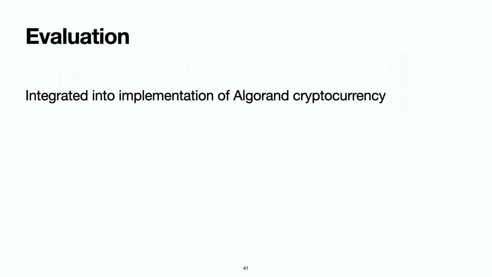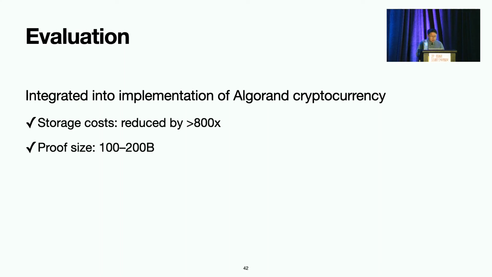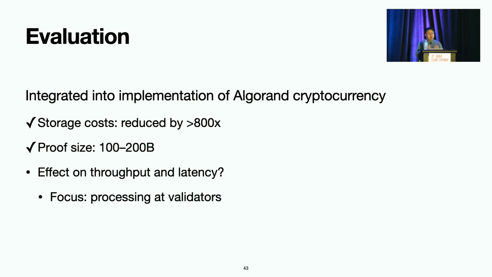For our evaluation, we integrated Aardvark into the Algorand cryptocurrency. We saw that storage costs were reduced by about 3 orders of magnitude, and proofs were 100 to 200 bytes in size. And we wanted to empirically evaluate how much the system slows down when we integrate Aardvark into Algorand. This is a pretty complicated question because, as you saw, there are many moving parts in the system. And so for this talk, I'll focus on the processing costs at the validators.